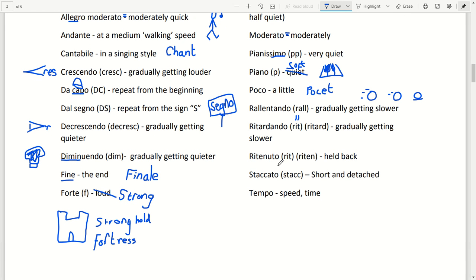Ritenuto, kind of held back. So one thing that you might do is get ritardando and ritenuto mixed up. So how could you remember riten? Held back. So riten. Just thinking. You hold a pen.